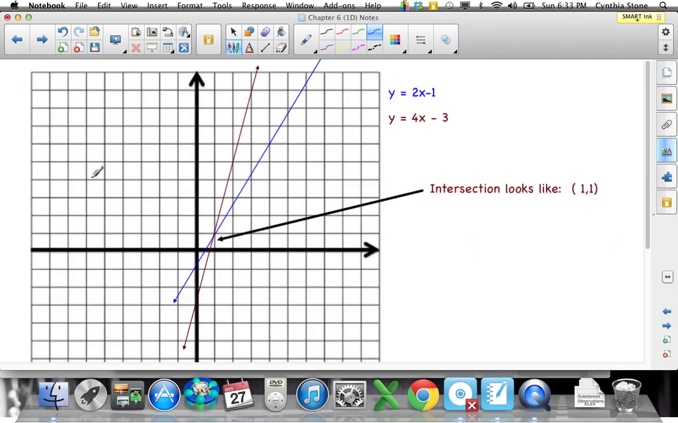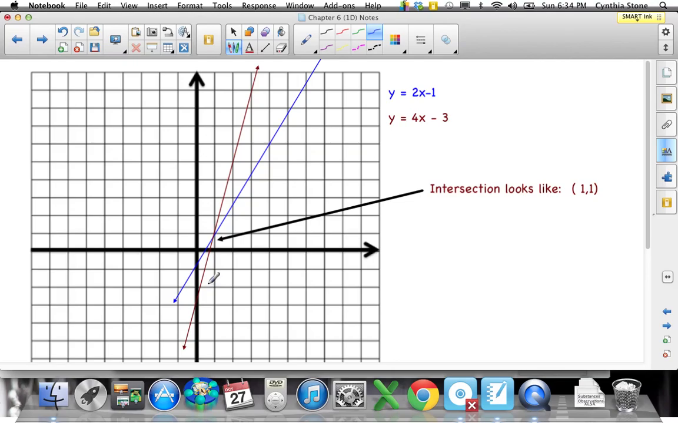Okay, so here I go. The first, in the blue, is 2x minus 1. So minus 1 is the y-intercept, and then my slope is 2. So that slope of 2 means up 2 over 1. Up 2 over 1. You can see my graph's not perfect, but that's what it is. And this one here, y-intercept of minus 3, and the slope is up 4 over 1. Up 4 over 1.